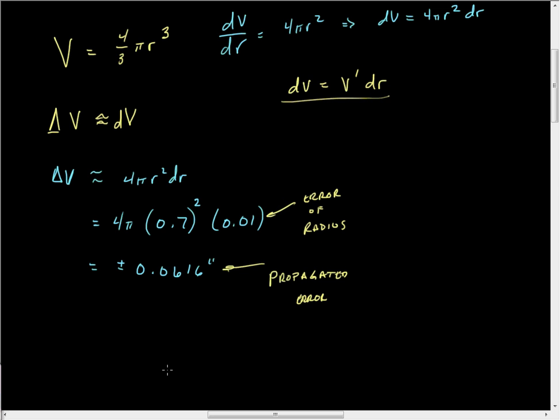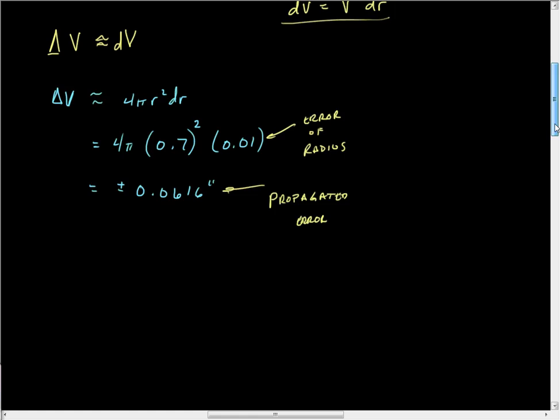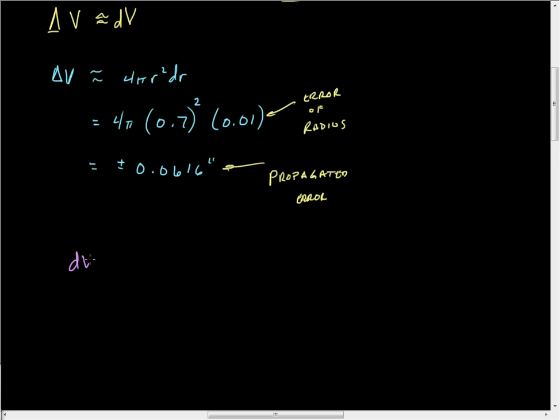All right, there's another way to express this, and this is by far, as far as I've seen, the most useful way to express it, and that's the error with respect to the value of whatever measurement you just made. Okay, now this is called relative error. Okay, and the relative error versus the percent error. And so the relative error in this case would be 4 pi r squared dr over 4/3 pi r cubed.